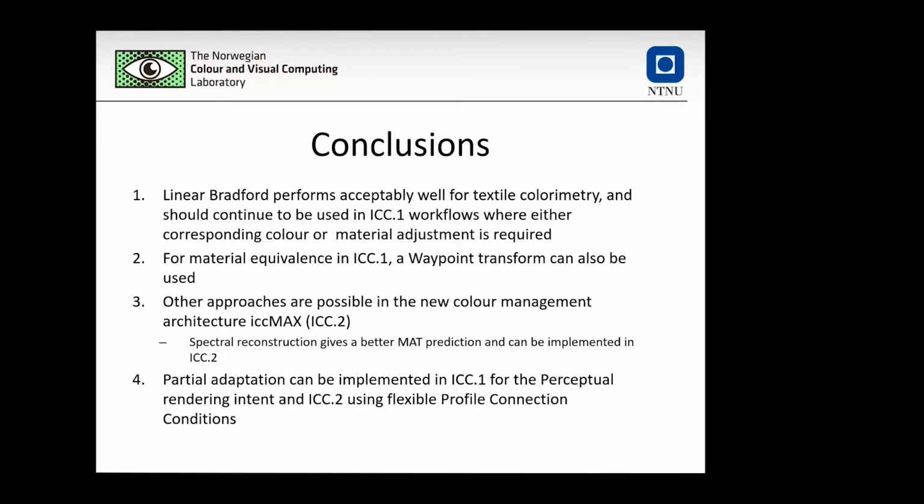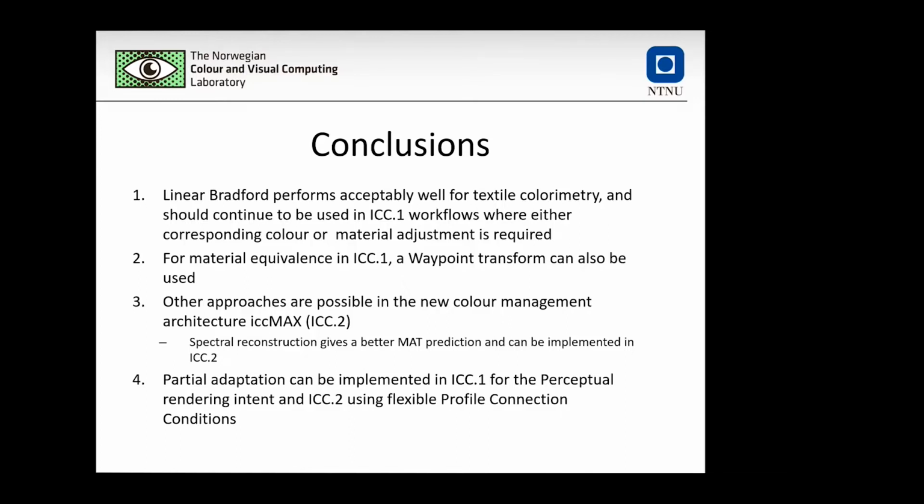Finally, some conclusions. I think I've shown that the linear Bradford performs perfectly well for textile colorimetry, whether you want to do chromatic adaptation or material equivalence. And if you're using ICC.1, then it's strongly recommended to use that approach. For material equivalence, and that includes things like where you want to change the observer, which we can't easily do in colorimetry, we use the Waypoint transform, and there is one provided in ICC white paper 55 if you'd like to do that.